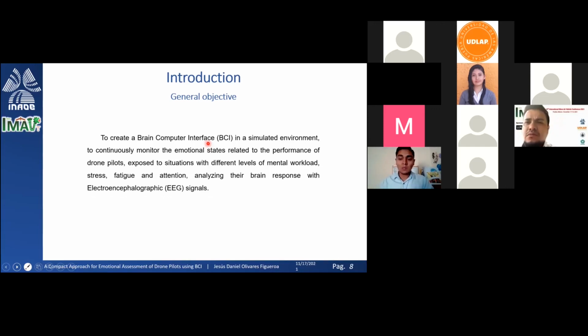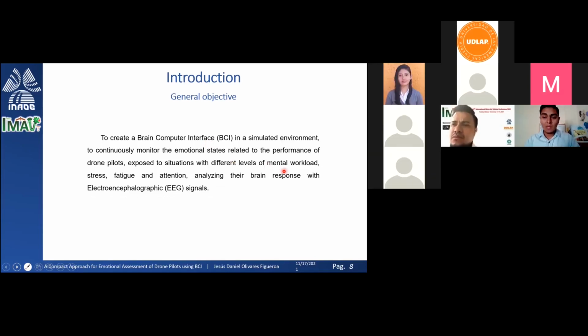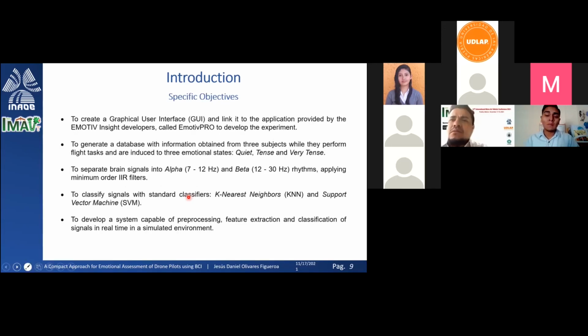We have exposed the drone pilots to situations with different levels of mental workload, and we have analyzed the brain response with EEG signals. Therefore, we have created a graphical user interface to control the experiment and link it to the application Emotiv Pro to generate a database with information obtained from 3 subjects. In this case, we have induced 3 emotional states: quiet, tense, and very tense. For the experiment presented here, we have selected quiet and very tense groups for the classification process.